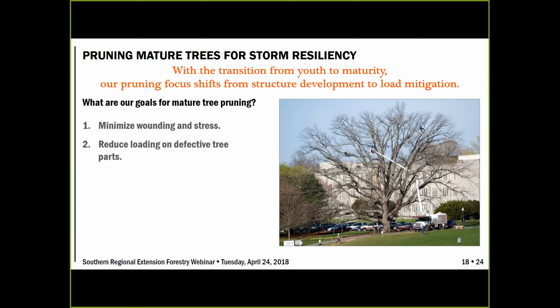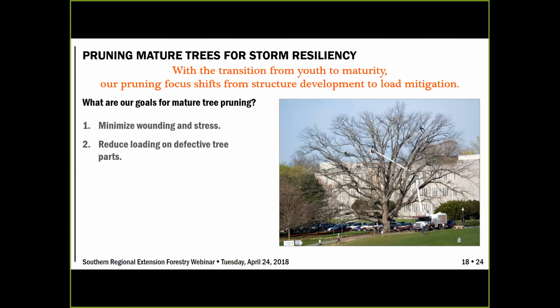However, live tissue pruning is often required, and what we're trying to do there first and foremost is to reduce loading on any defective tree parts in the tree. Now, understanding, granted, that oftentimes the better thing to do is to completely eliminate the defective tree part, but that might not be a possibility.